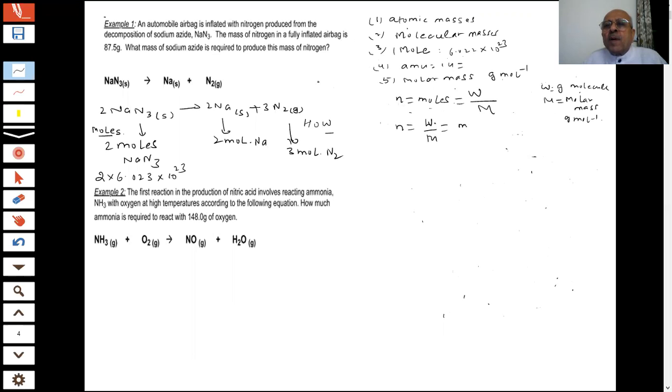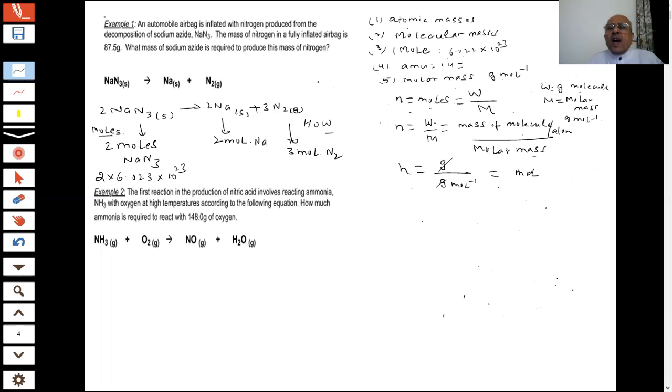What is W? The mass of the molecule or substance, atom or molecule, divided by the molar mass. So if I have to calculate the moles, I have to divide the mass by the molar mass. If mass is in grams, and molar mass is in gram per mole, then we get moles. Got it?